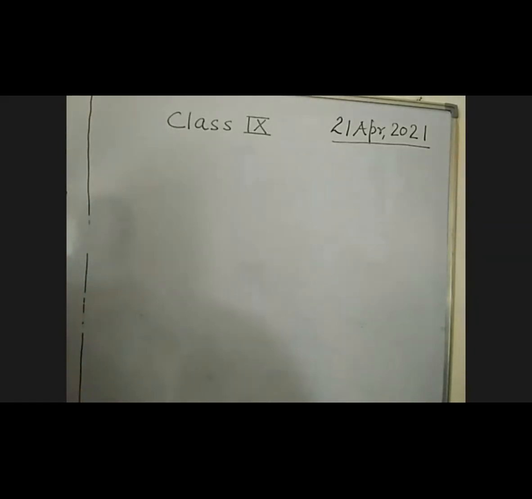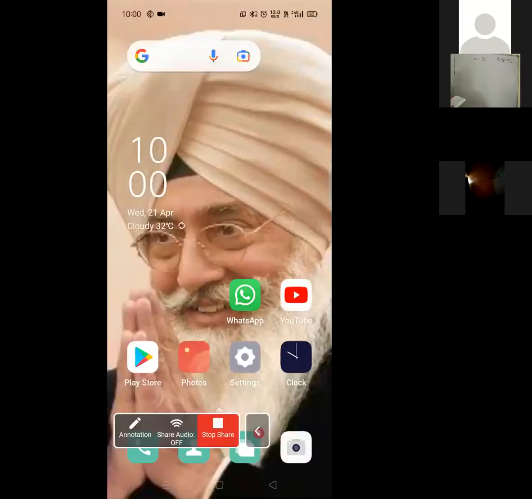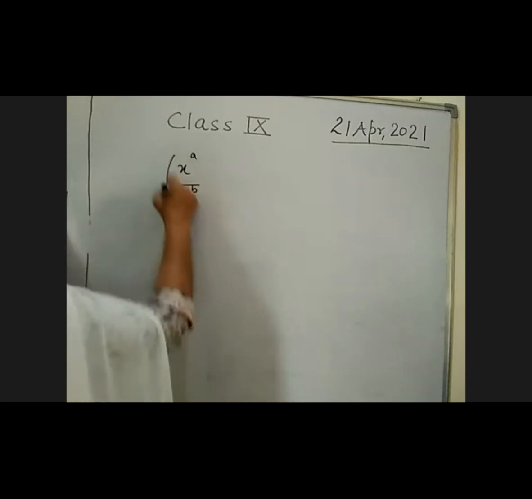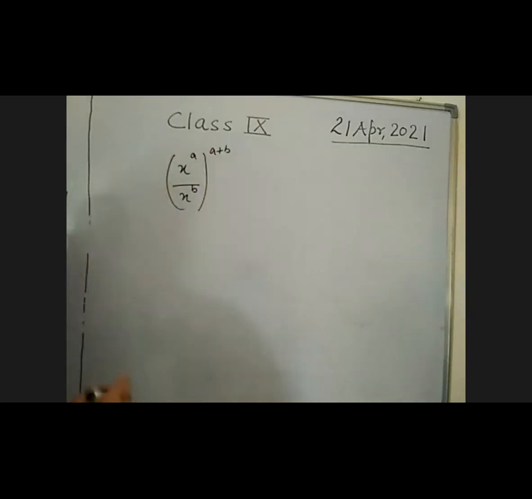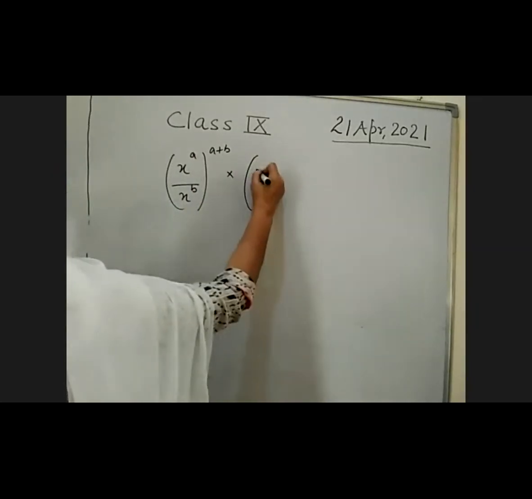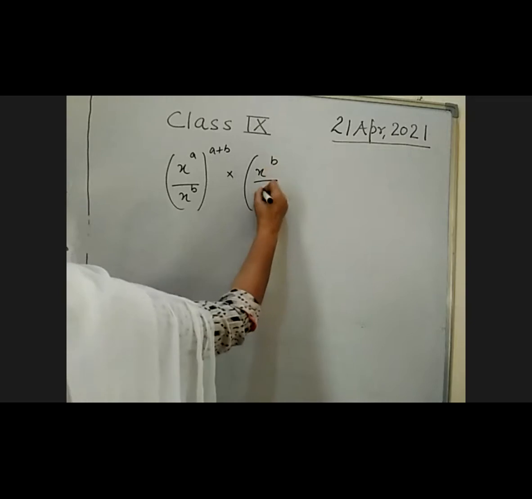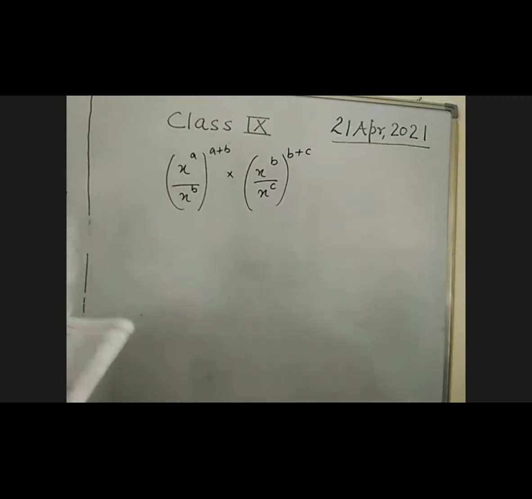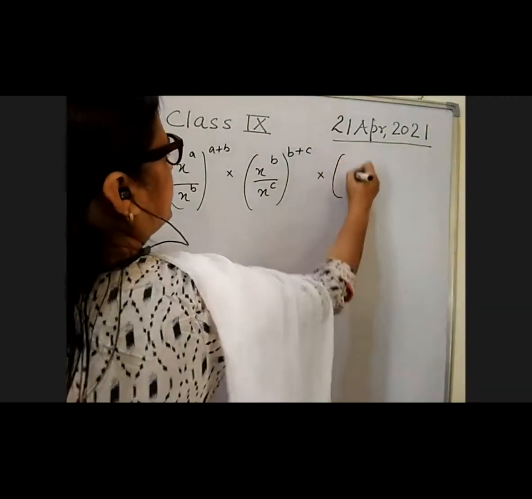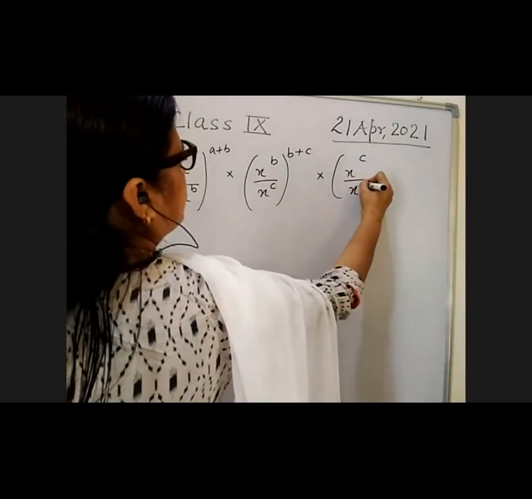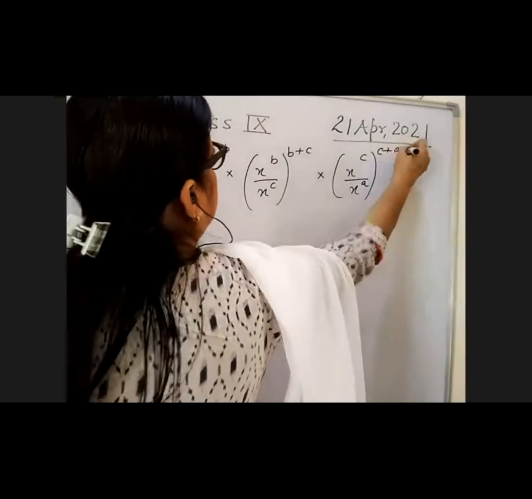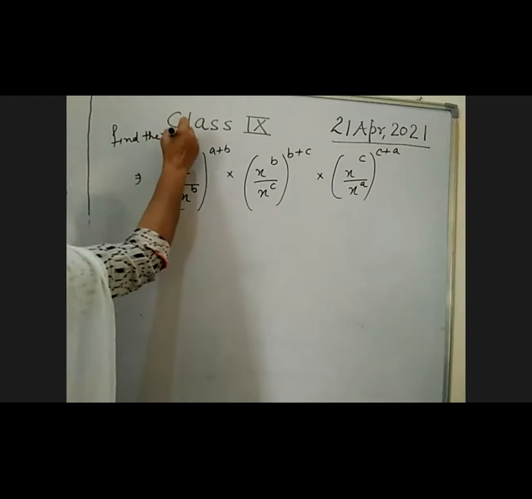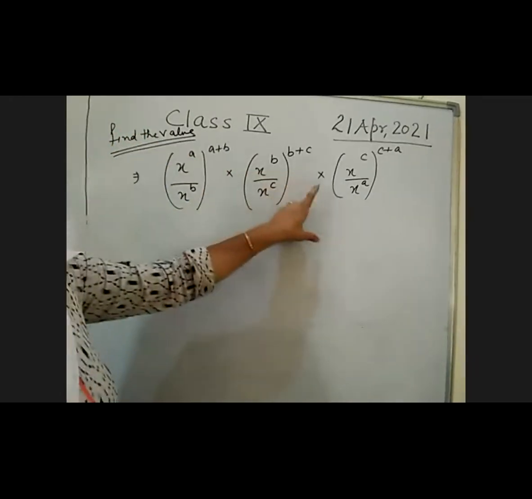When this type of question is given to you: x raised to the power a upon x raised to the power b, and outside the bracket it is given a plus b, and x raised to the power b upon x raised to the power c, with b plus c, and multiply x raised to the power c upon x raised to the power a, with c plus a given. Find the value. Yes, students, now in this question you have to find the value.